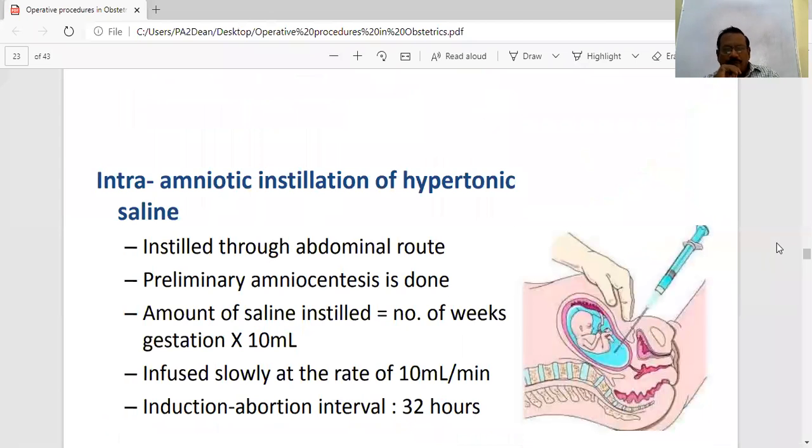Then other types of abortions are intra-amniotic injection of hypertonic saline.